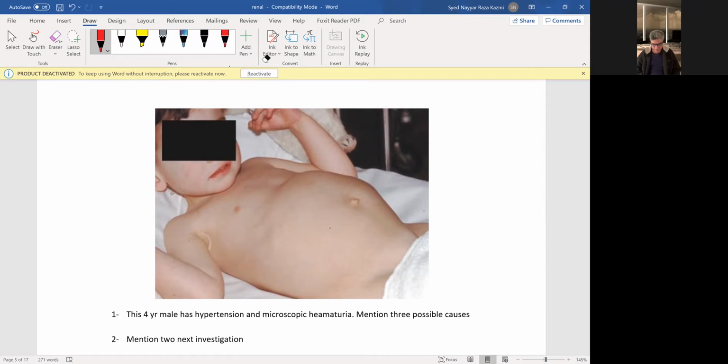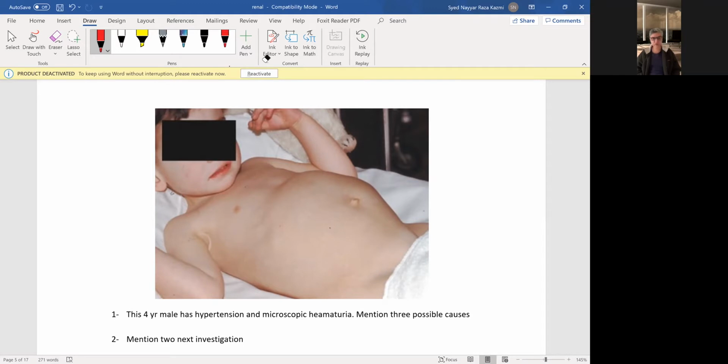Other conditions: neuroblastoma can also rarely present with hypertension and can cause microscopic hematuria. And the third thing is hydronephrosis. If the child has severe bilateral hydronephrosis, it can also present with a big abdominal swelling.